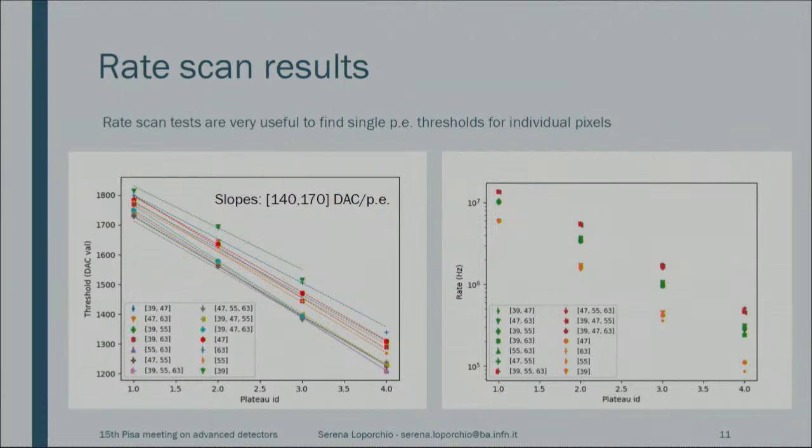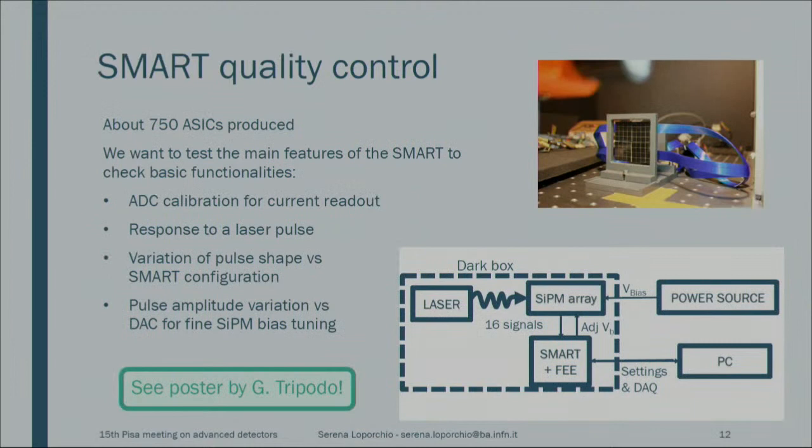As we can see here, the threshold in DAQ values decreases with the plateau IDs, of course, and it has a linear trend, which is reported here, and goes from about 140 to 170 DAQ per photoelectron among the tested pixels. And here on the right, we have the rates, which we can see are grouped according to the number of enabled or disabled pixels.